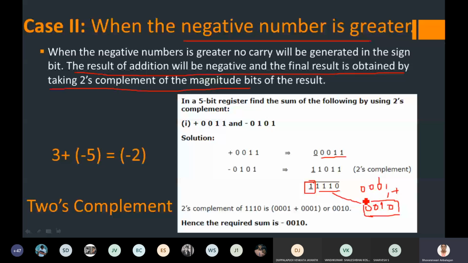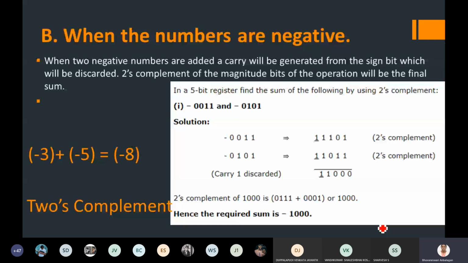What is this? 2. What is the sign of this? This is 1. So it is minus 2. Okay, in this way you can do it when both the numbers are negative. What you have to do is take the 2's complement of both the numbers, and for each condition there will be some rule. Please stick with the rule alone.